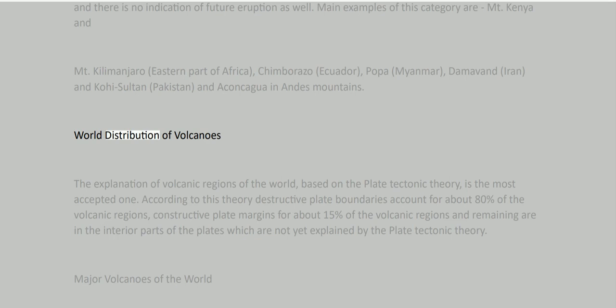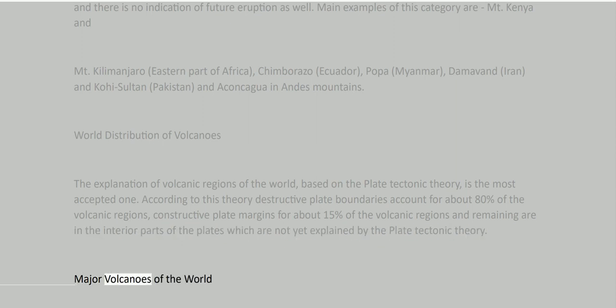World distribution of volcanoes. The explanation of volcanic regions of the world based on the plate tectonic theory is the most accepted one. According to this theory, destructive plate boundaries account for about 80% of the volcanic regions, constructive plate margins for about 15%, and the remaining are in the interior parts of the plates, which are not yet explained by the plate tectonic theory.